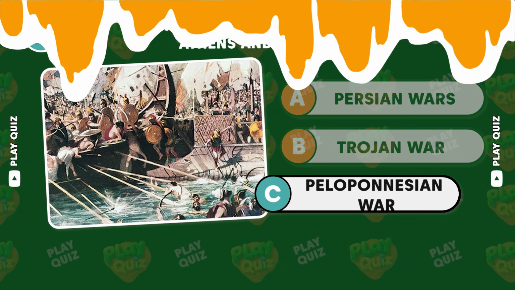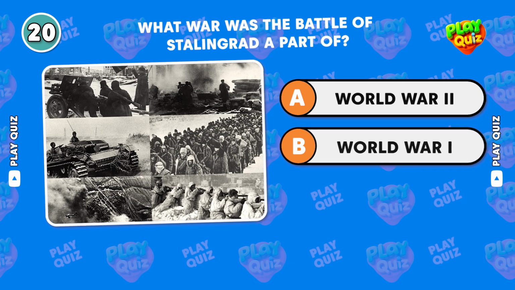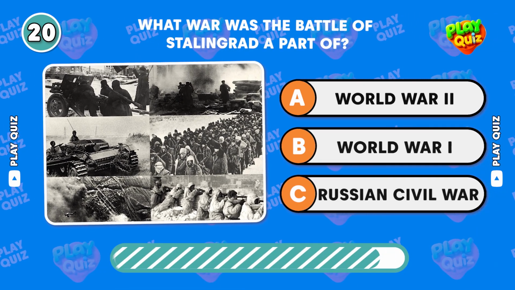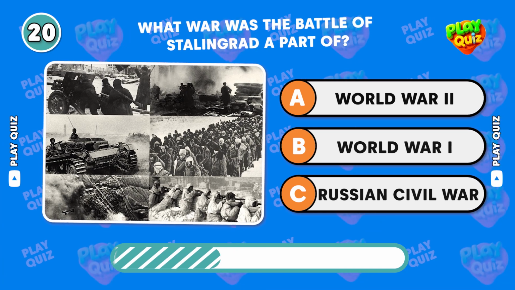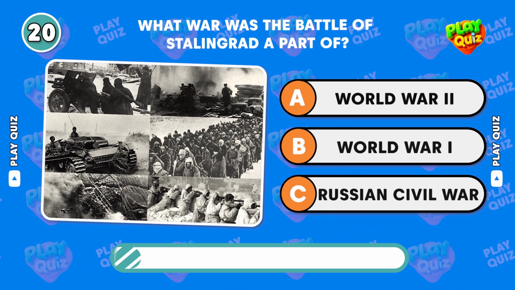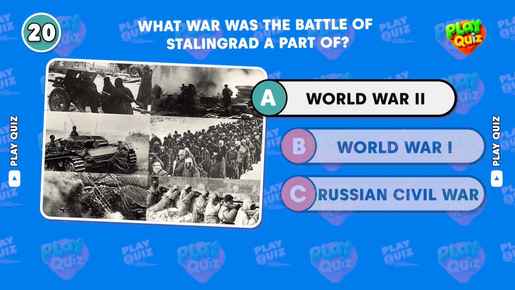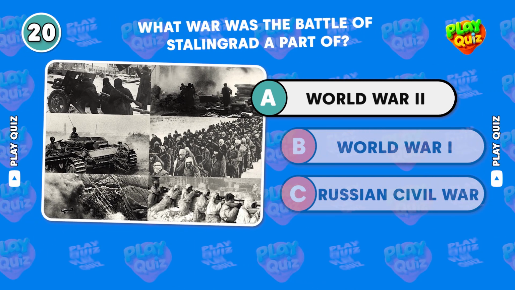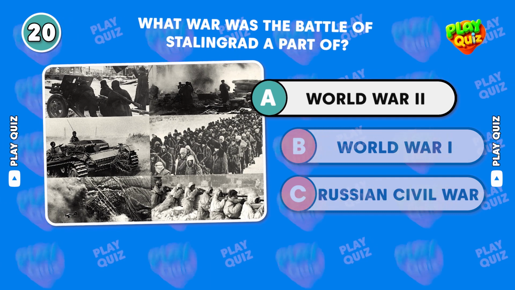of Athenian dominance. 20. What war was the Battle of Stalingrad a part of? Correct answer, World War II. The Battle of Stalingrad, 1942 to 1943, was a turning point in World War II, resulting in heavy losses for Nazi Germany.